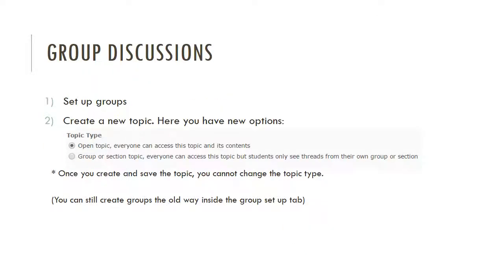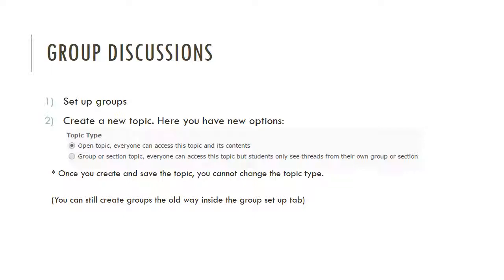For group discussions, there's a new way to set it up, which seems more logical. There's still a ways to go, but it is better. First what you do is you set up your groups, and then when you go into discussions to create a new topic, you have a new option. You can make it group specific or open to everyone, but once you choose one topic type, you can't go back and change it. You'd have to delete and redo, so just be aware of that.